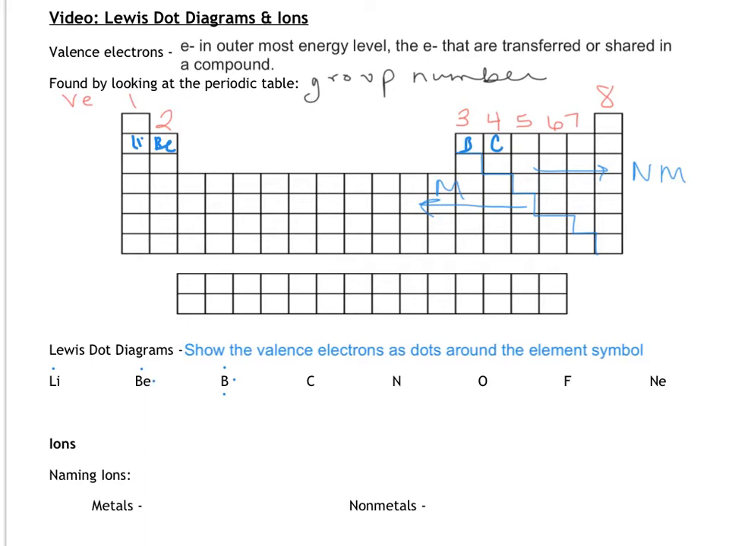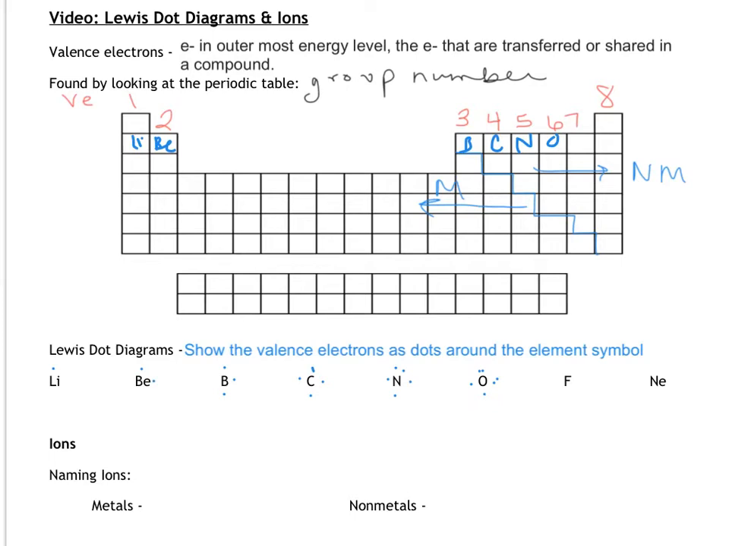Carbon is in group 4, so it has 4: 1, 2, 3, 4, one on either side of it, top and bottom. Nitrogen in group 5 has 5 valence electrons, so we put our 4 around, 1, 2, 3, 4, all by themselves, and then we can start pairing them up. Oxygen in group 6 has 1, 2, 3, 4, 5, 6.